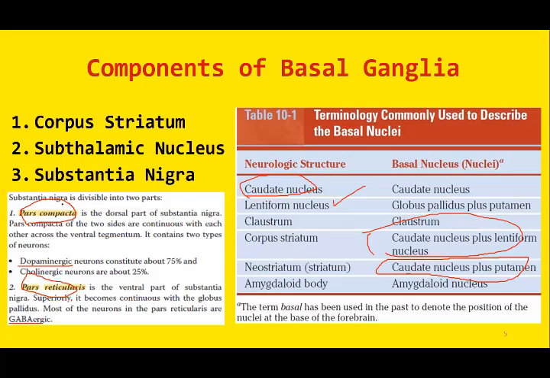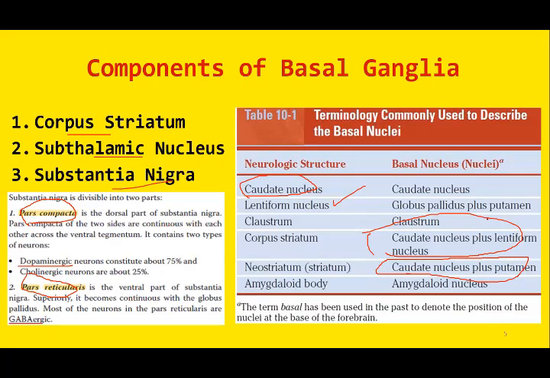So the components of basal ganglia include corpus striatum, number one, subthalamic nucleus, number two, and substantia nigra, number three. Where substantia nigra consists of pars compacta, responsible for release of dopamine, and pars reticularis, responsible for release of GABA. And corpus striatum consists of two nuclei, caudate and lentiform, and lentiform nucleus consists of globus pallidus and putamen.